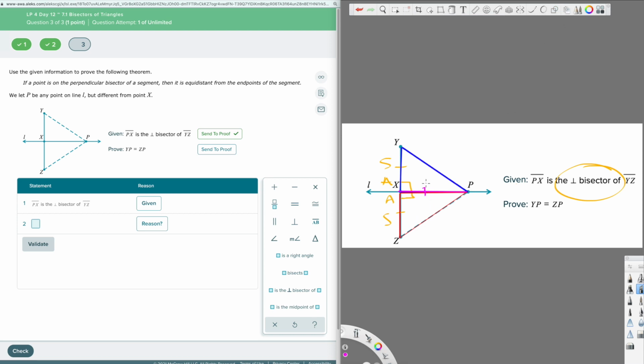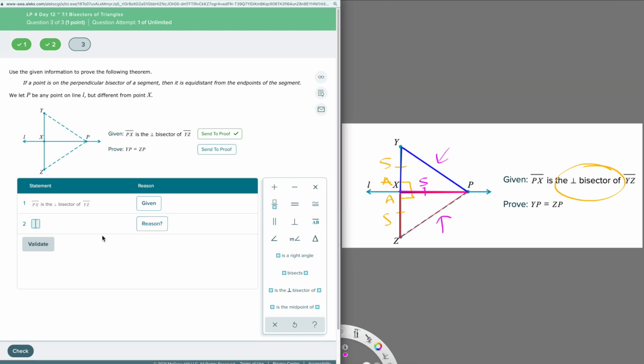So now I have side, angle, side. So now I know that the blue triangle is congruent to the red triangle, and I can go ahead and state that corresponding parts of congruent triangles are congruent. All right, so now I've gone through and made my game plan. Let's go ahead and fill this out, and we'll walk back through it again. I already sent this piece to proof. We need to explain what this actually means.